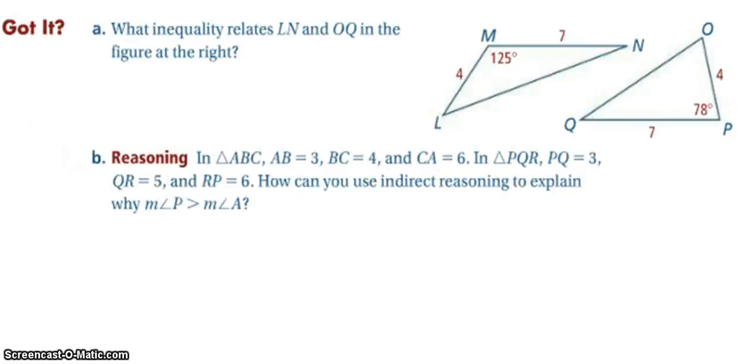Please make sure that you've worked through problem 1 to make it to this got it. So when we talk about what inequality relates LN and OQ, well, LN and OQ are the sides opposite my angles. So again, we want to look at which angle is larger. So we have 125 degrees would relate with that side. My 78 degrees would relate with that side. So we could then say that LN is greater than OQ.